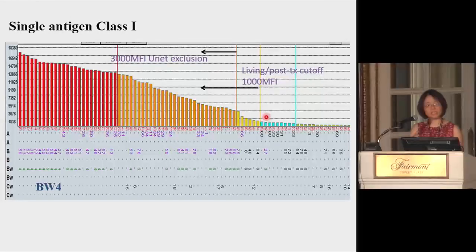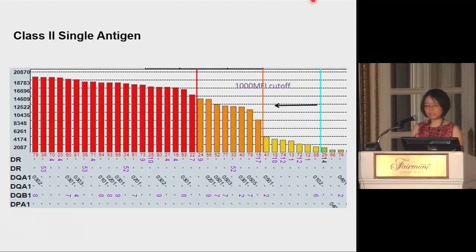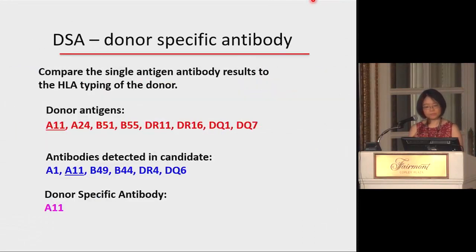And the flip side of that is, if you start listing so many unacceptable antigens, you're going to be disadvantaging those who are highly sensitized with a lot of alloantibody. Okay? So the same sort of thing can be applied for the class 2s as well.